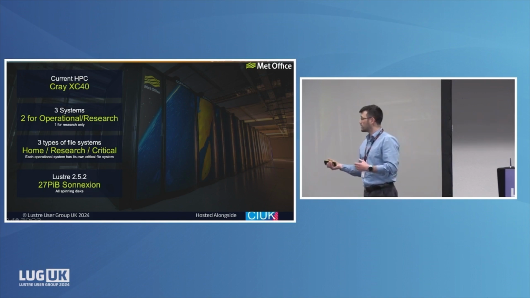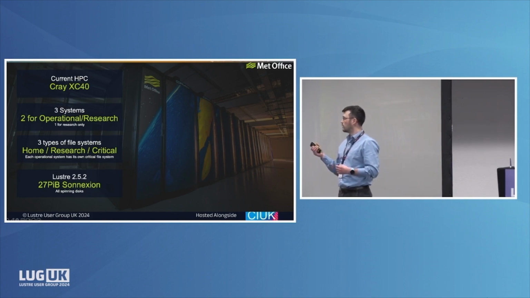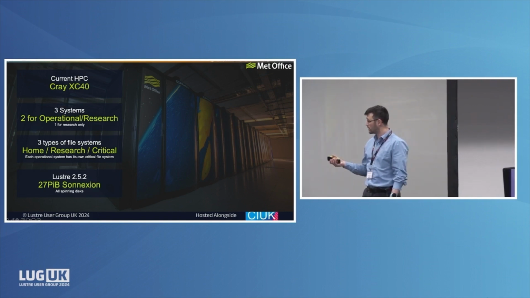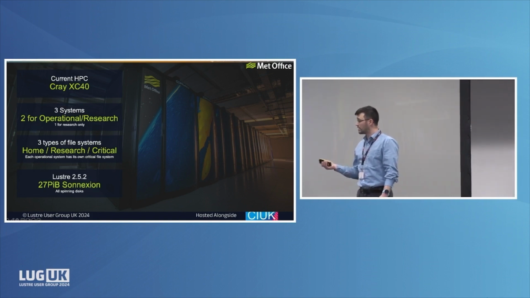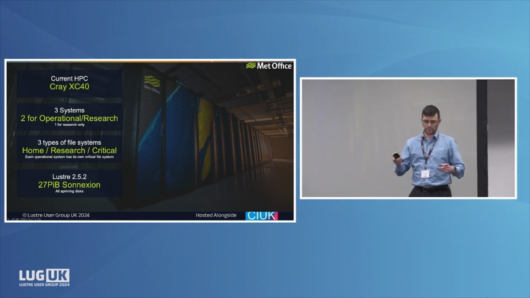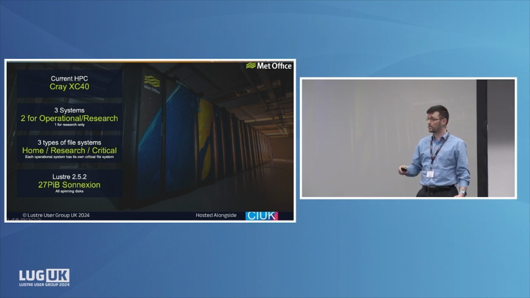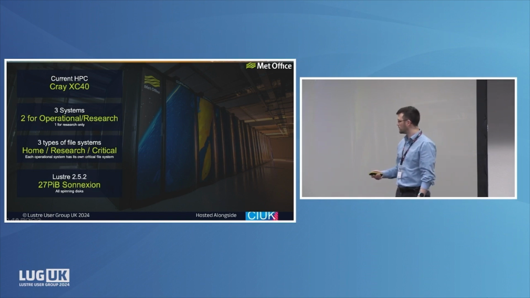Each supercomputer has 3 types of file system. One is for home directories, one is for research, and one is for critical. Each operational system has its own version of the critical file system, while the research one is shared between the operational systems. This, naturally, is again for resilience: if one critical file system goes down, then we move to the other supercomputer.